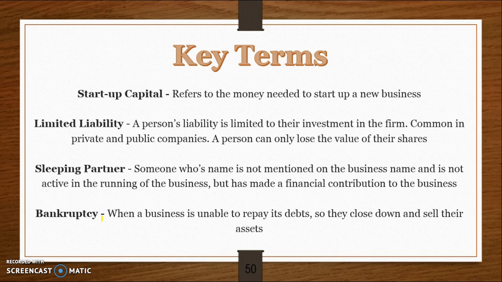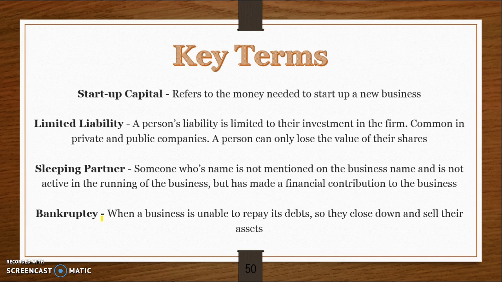So first things first, there's a couple of key words you need to be aware of. The term startup capital refers to the money needed to start up a new business. Limited liability means a person's liability is limited to their investment in the firm. So it basically means if you put $20,000 of your own money into the firm, you can only lose $20,000. You can't be forced to sell off your own private assets or anything like that. So private and public companies have limited liability in that a person can only lose the value of their shares. They can't be forced to sell off their own private assets.